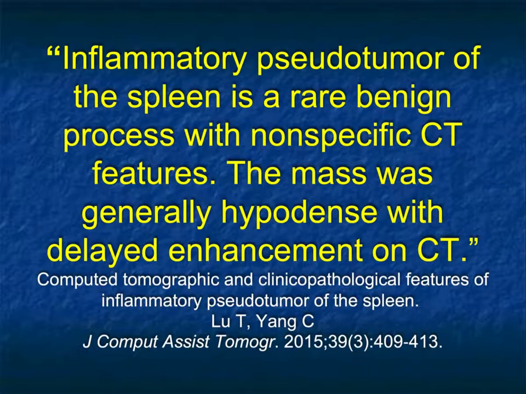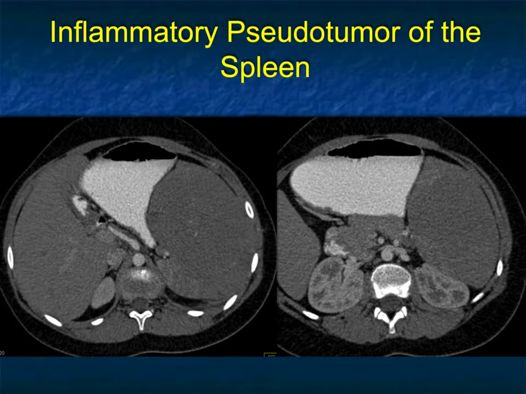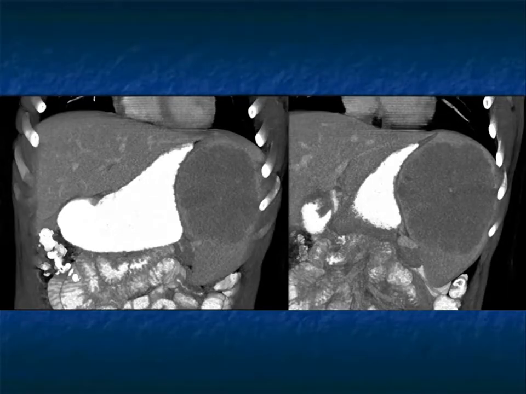There's also something called an inflammatory pseudotumor, which is a rare benign process, hypodense with delayed enhancement on CT. Here it is a large mass. The spleen is enlarged, pushing on the stomach. I would think about lymphoma. I would think about some malignancy.